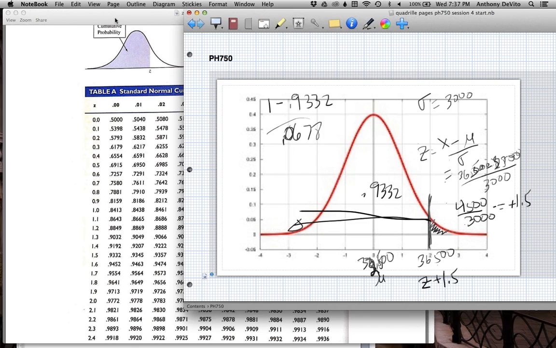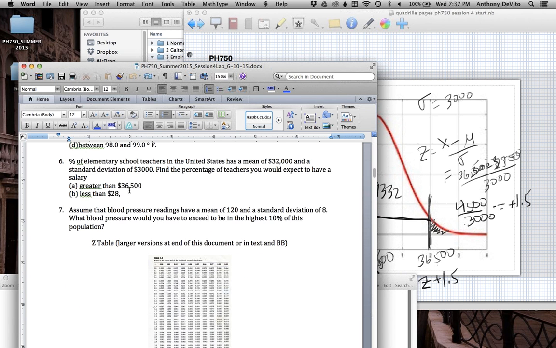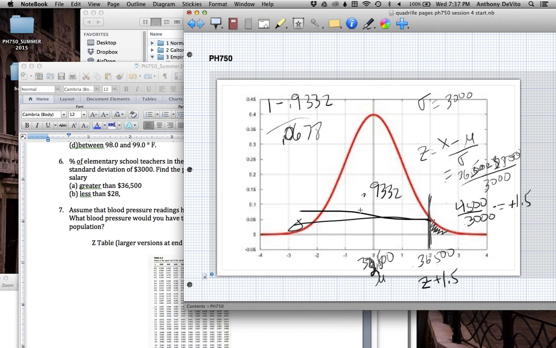So the question could have asked what percentage of teachers are making less than that value, in which case the answer would have been 93%. Less than 20, I think that means 28,000. I don't think I meant 28,000. Okay, so let's do it for 28,000.